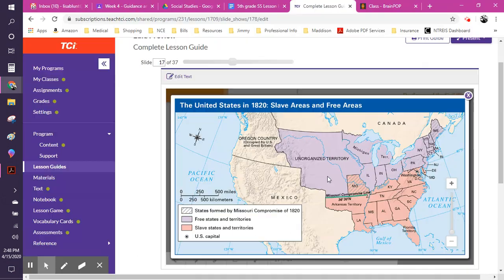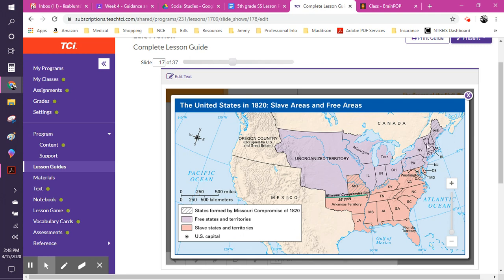So, if we take a look at this map, if we look at our key, we see states formed by the Missouri Compromise of 1820. So that would be here, and here's the Missouri Compromise line. That's just one of the events that took place. We will talk about that later, but what I want to use this map for is I want you to look at the free states and territories, which are this purplish color.